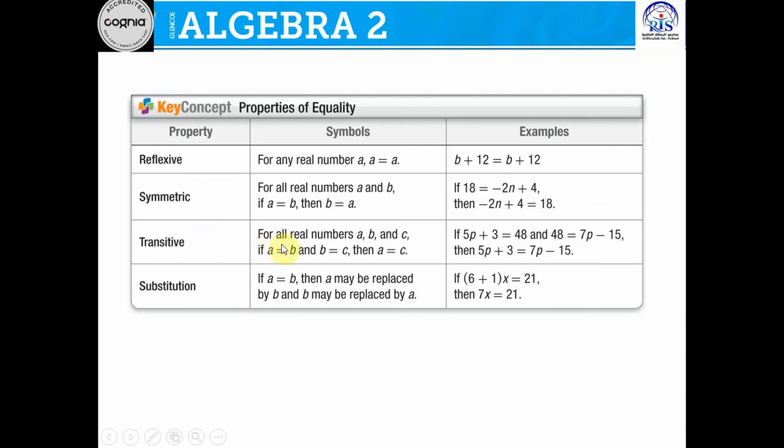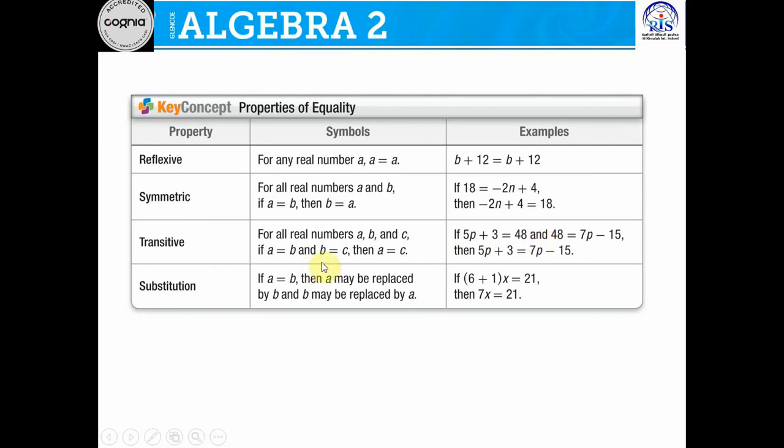Transitive, for all real numbers a, b, and c. If a equals b and b equals c, this means a and c are equal. Like here, 5p plus 3 equals 48, and 7p minus 15 equals 48. We can notice that 7p minus 15 and 5p plus 3 both equal 48. This means these two expressions, 7p minus 15 and 5p plus 3, are equal. This is called the transitive property.